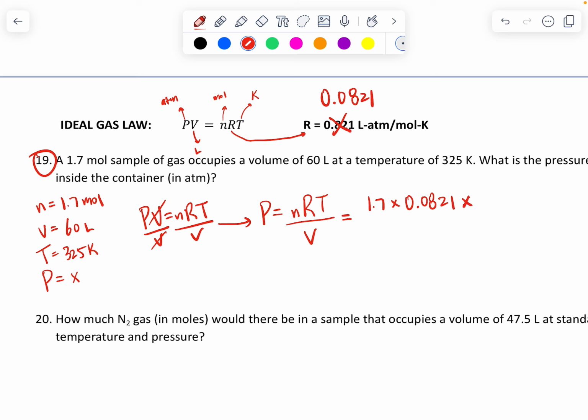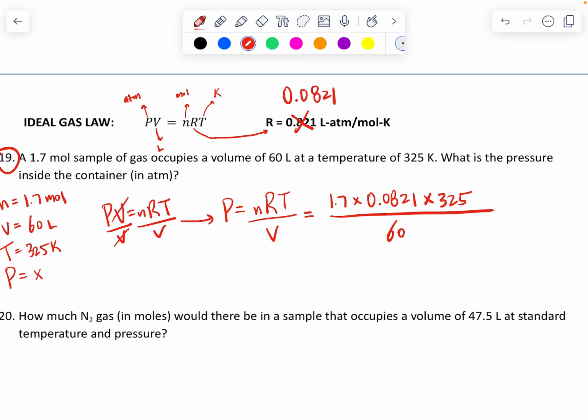Let's move on. Temperature, what do we have here? 325 Kelvin, right? Now, should it be in Kelvin? It should absolutely. Sometimes it'll try to trick you by giving you Celsius. You know what that means, right? Convert to Kelvins. Okay, 325 all over volume. Is that in liters? Yes, it is. So I can go ahead and use that. Just plug all that in, okay?